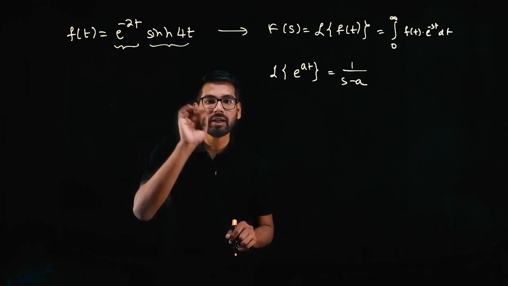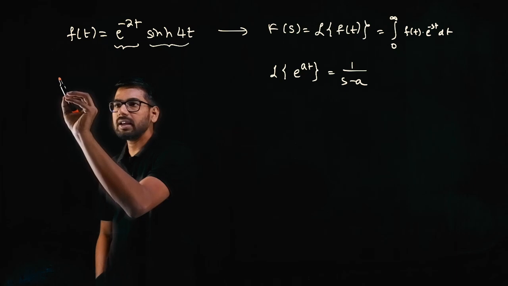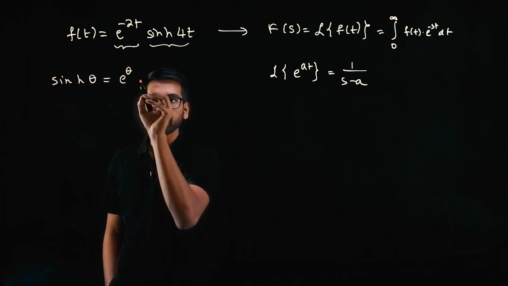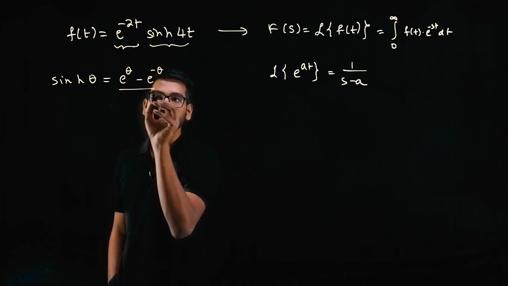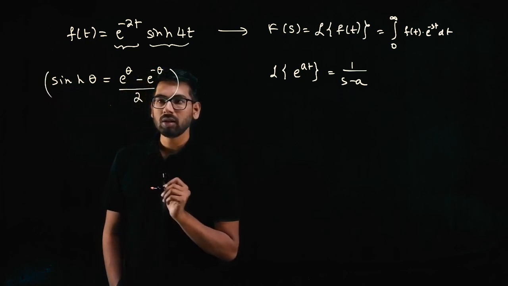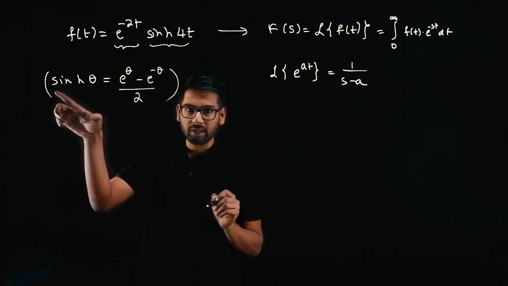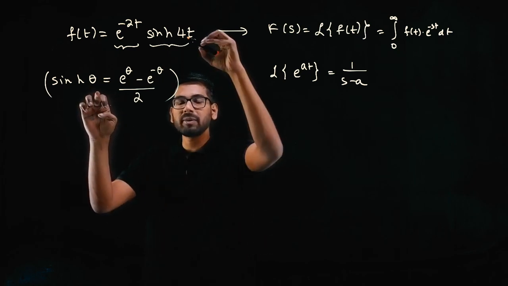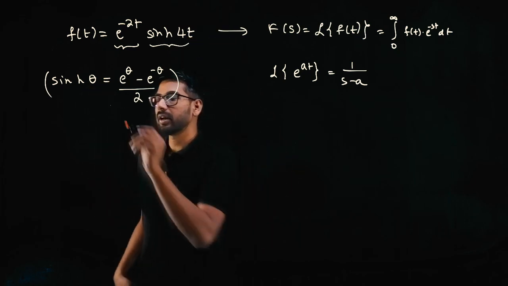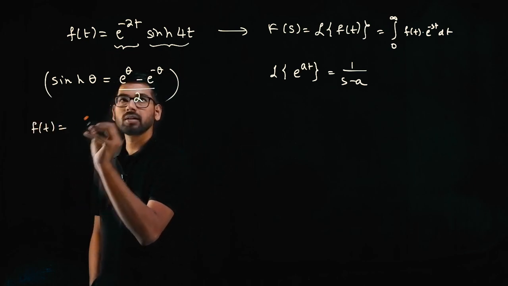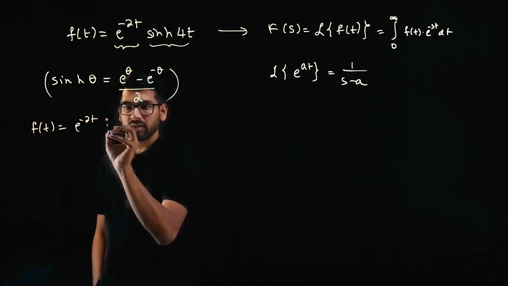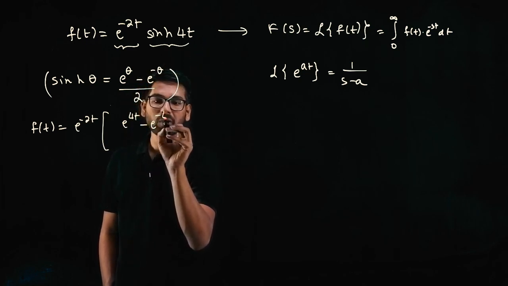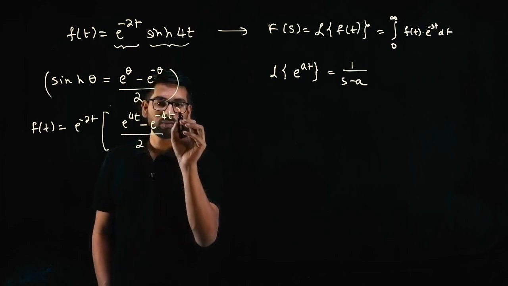How do you do that? We know any sine hyperbolic theta can be written as e power theta minus e power minus theta, by 2. So this is a basic formula. If you have a hyperbolic sine with angle theta, it is e power theta minus e power minus theta by 2. In place of theta we have 4t. So I can write f of t as e power minus 2t as it is, and sine hyperbolic 4t can be written as e power 4t minus e power minus 4t by 2.